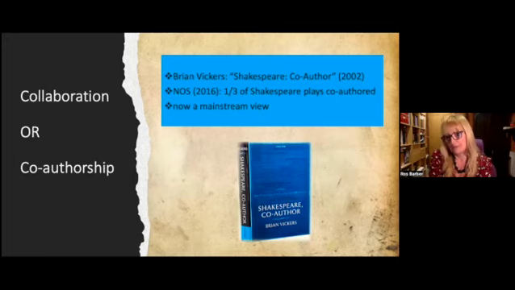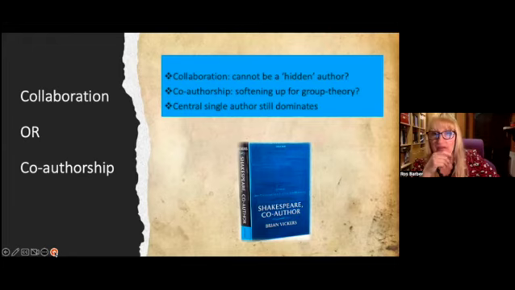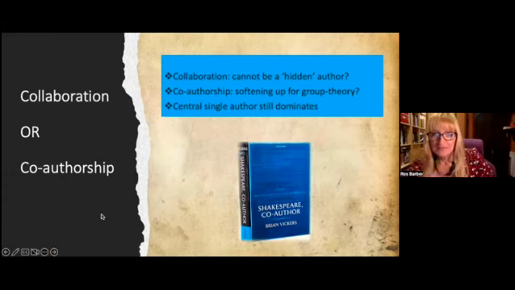And so people will happily tell you things are co-authored, but be careful if people are using the word collaboration, because collaboration suggests something that is completely not proven and can't be proven. The reason why I think sometimes people like to talk about collaboration, especially if they're Stratfordians, is because there can't be a hidden author with collaboration. Co-authorship, on the other hand, I do think, you know, is that a softening up for group theory? Are the Stratfordians going, we can't say we're wrong, but maybe we could just allow that there are multiple hands? And so I wonder. However, the idea of a central single author still really dominates.